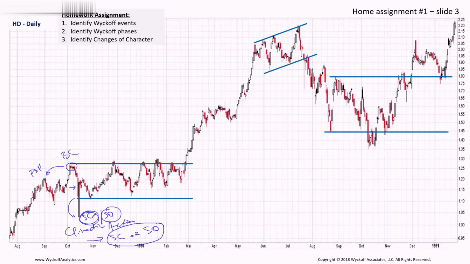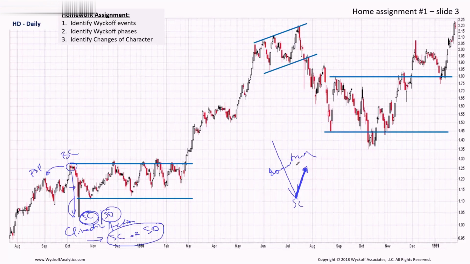What should happen after the selling climax? Not the test. We are in the downtrend. If we experienced a selling climax, then we are in the downtrend. Where is this downtrend? Well, it's this whole move to the downside. So what happens next? It goes into the trading range.